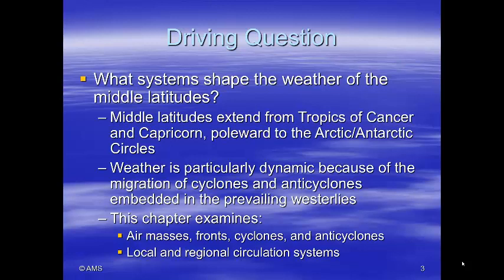This chapter examines air masses and fronts and how they're formed and how they begin to die. It also looks at cyclones and anticyclones, and it looks at local and regional circulation systems.